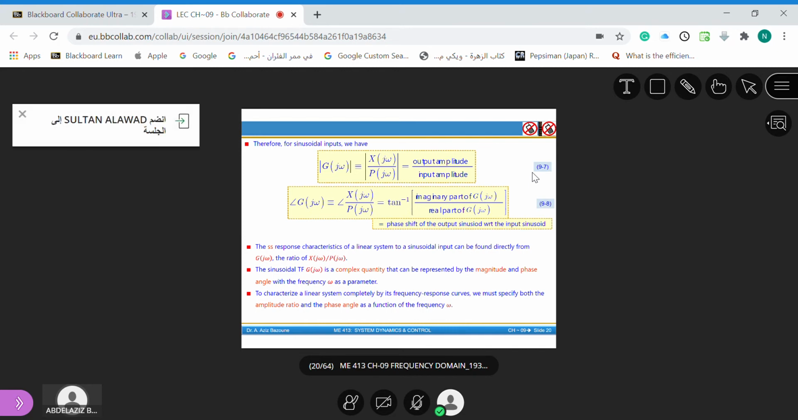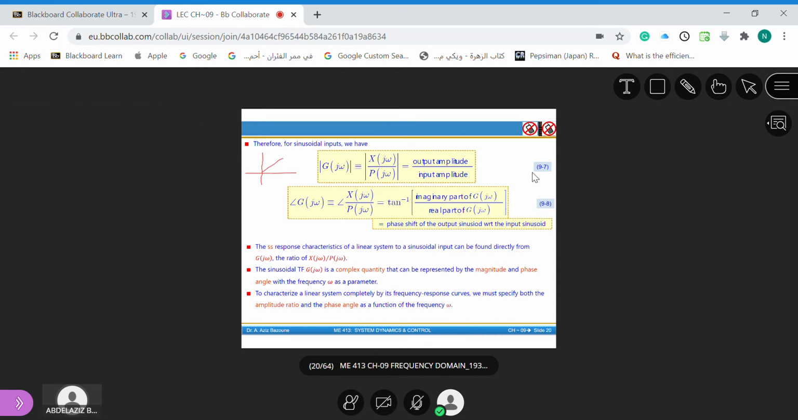If you are working in, for example, the s-plane, usually when you have a complex number s, which has a real part A and imaginary part B, the angle it makes, phi, is always B over A. So here phi is equal to tan⁻¹ of the imaginary part over the real part, always like this. That's why we are saying the imaginary part of G(jω) over the real part of G(jω).